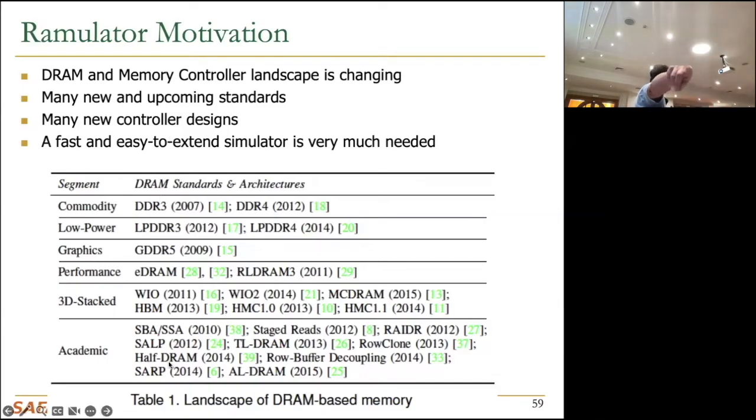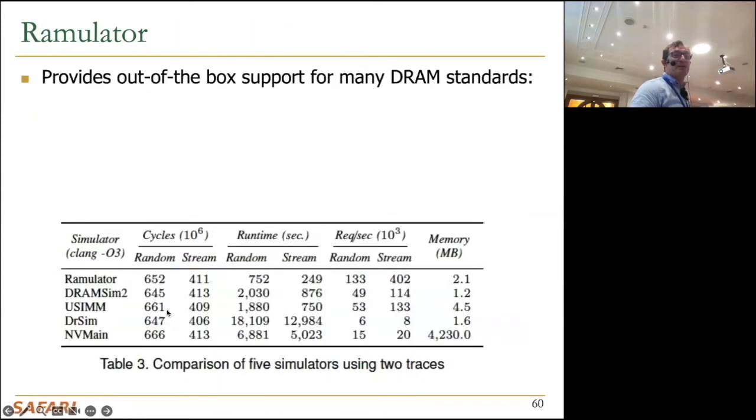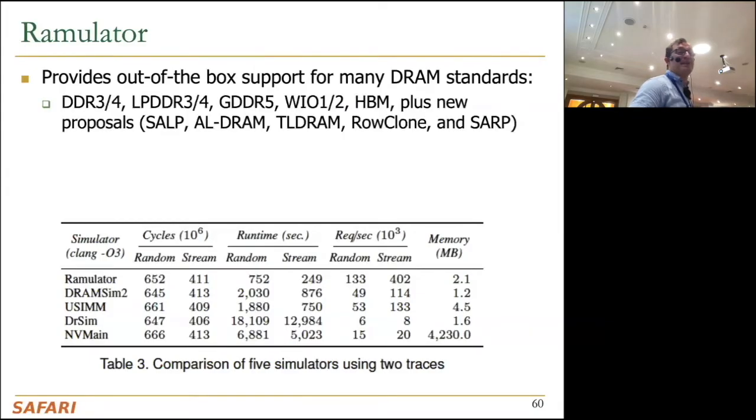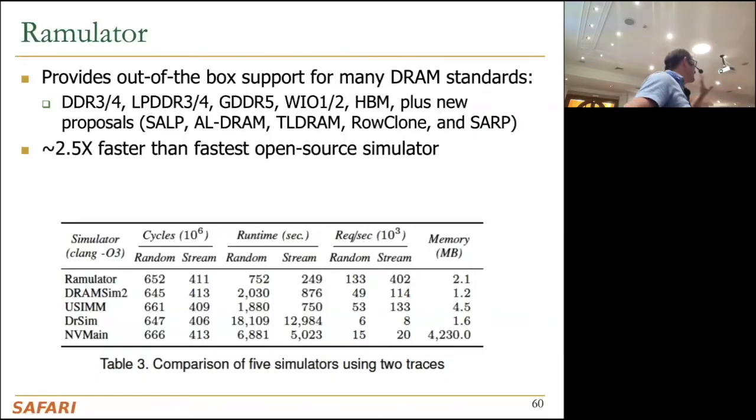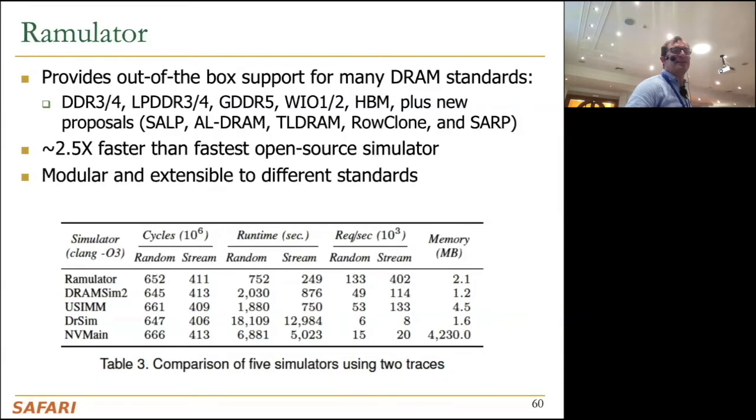This was 2015. Things changed over time. For example, today, HBM is a very common memory. It was an emerging memory in 2013 or so. Today, everybody does HBM, right? Some of them actually did not work out so well, but essentially you have very different memory types, and academia explores even more. So Ramulator is a simulator that's methodical in terms of software design. It provides out-of-the-box support for many DRAM standards, and it's faster than the, at the time, fastest open source simulator, and it's modular and extensible. It's very easy to extend.